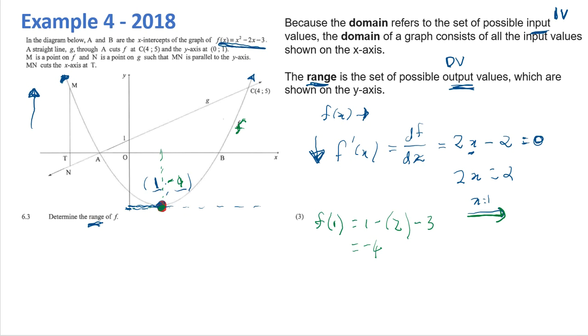So the answer to the question then is the range of f. Well, that is for all the values of y, including minus 4 to infinity, because of these arrows. The convention is always to write not including. Okay, so that's the answer to this question.